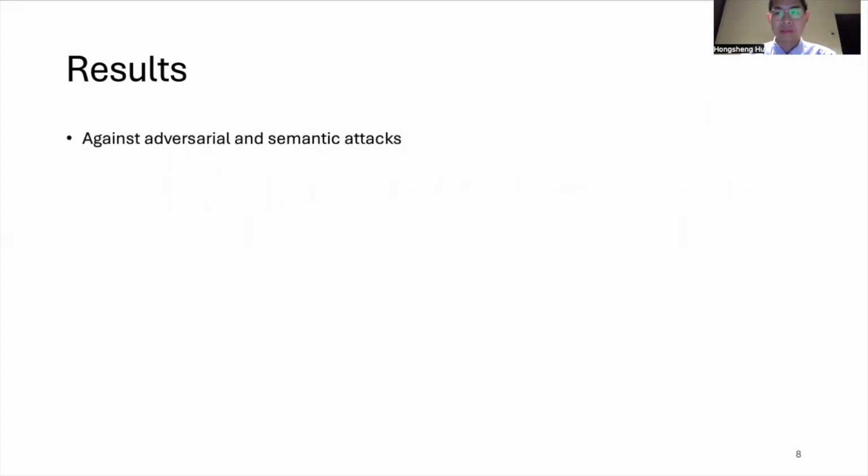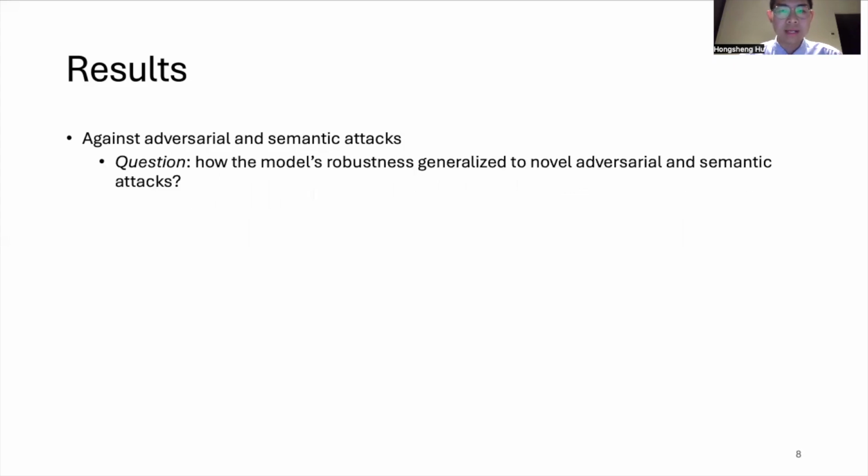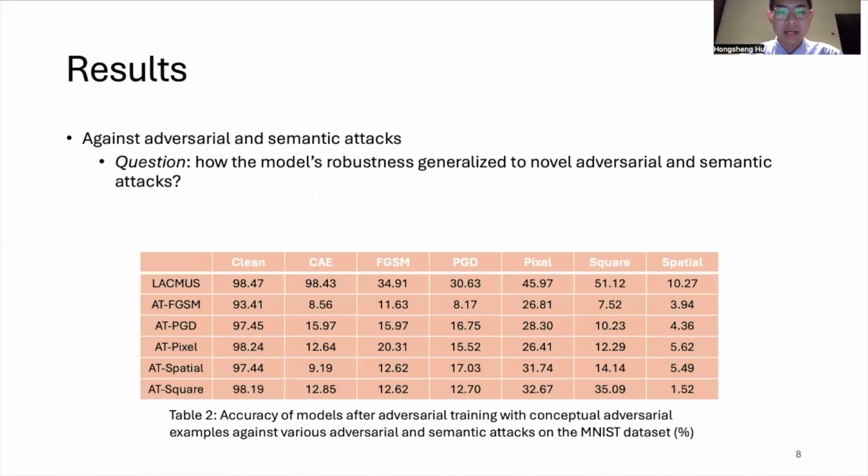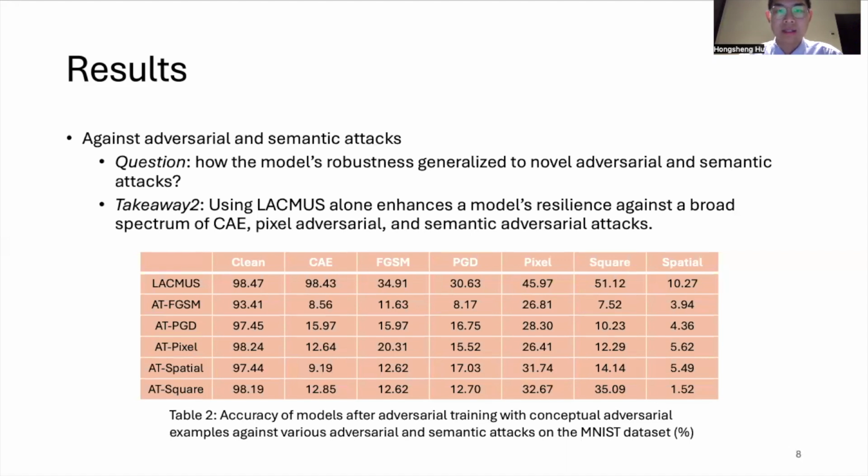The second experiment shows how the model performs against adversarial and semantic attacks. The question here is how the model's robustness generalizes to novel adversarial and semantic attacks. We provide Table 2, the accuracy of models after adversarial training with conceptual adversarial examples against various adversarial and semantic attacks. For example, the adversarial attacks FGSM, PGD, and pixel attack, and the semantic attacks spatial attack and square attack. This table only shows the results on the MNIST dataset, and for the other datasets, we provide them in the paper. The takeaway here is that using LACMUS alone enhances a model's resilience against a broader spectrum of CAE, pixel adversarial, and semantic adversarial attacks.